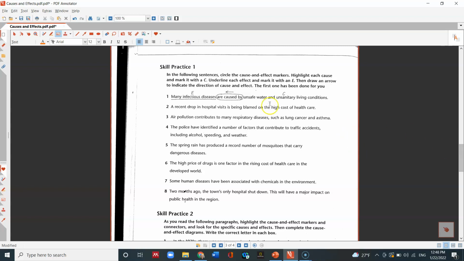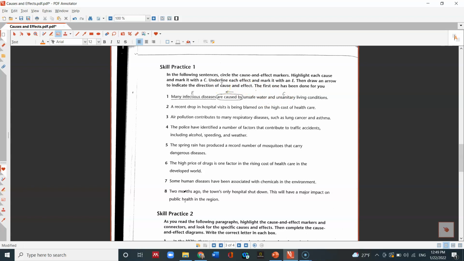So in their example, they say, many infectious diseases are caused by unsafe water and unsanitary living conditions. In this case, the water and living conditions are the cause. The effect is the diseases. We circled this word, are caused by, and drew an arrow from the cause to the effect.